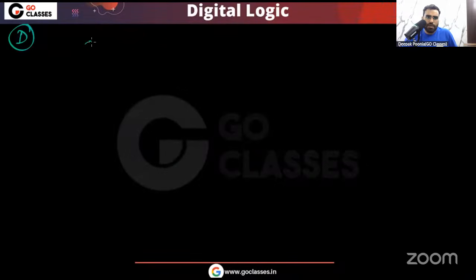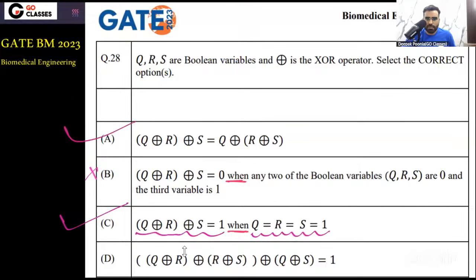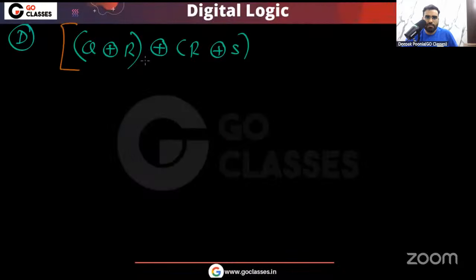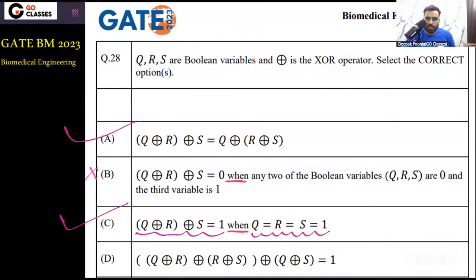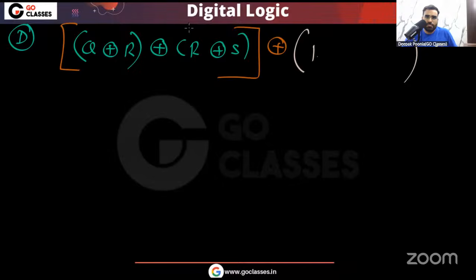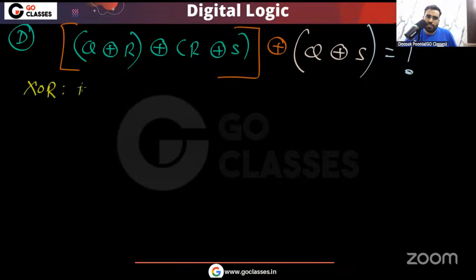Option D is saying Q XOR R, XOR R XOR S, then this whole thing XOR, because remember there is no AND operation. All the operators are basically XOR operators. So XOR Q XOR S, this is equal to 1. What will this be equal to? Okay, let's check. Here I told you that XOR is associative as well as commutative.